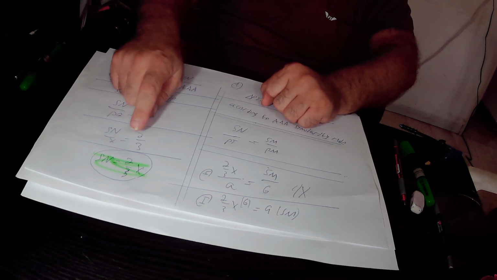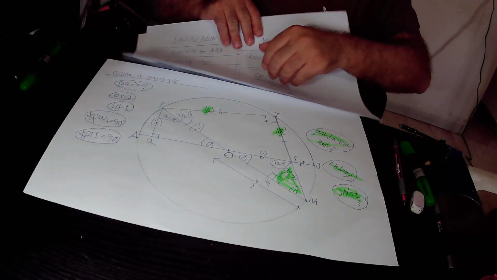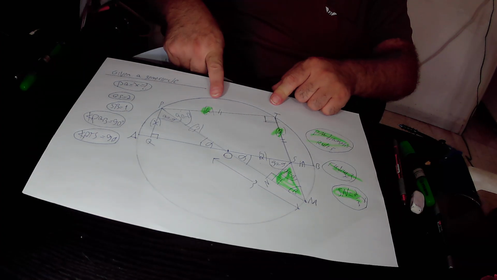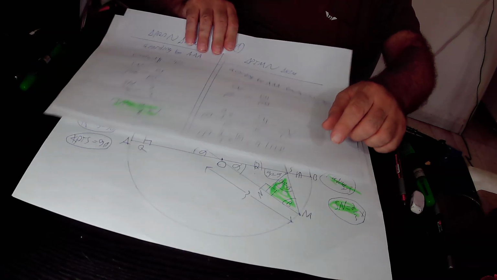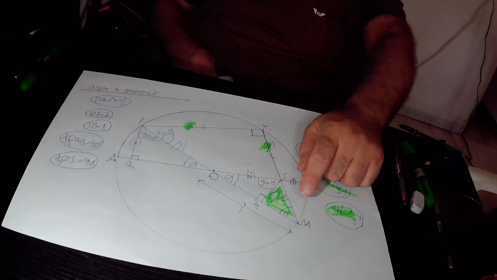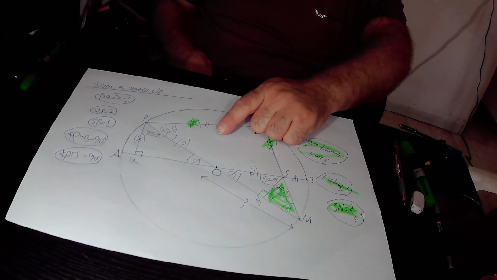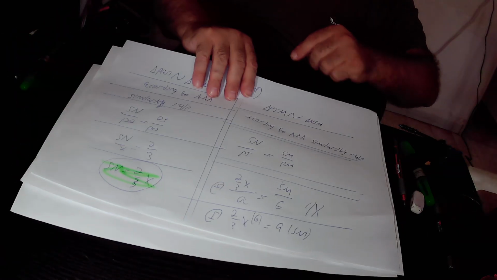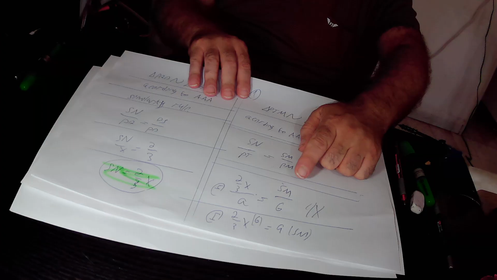SN equals 2/3 x over PT. PT equals A according to our definition. And it is equal to SM. SM is the missing side, so we leave it as it is, over PM. PM is the diameter of the circle, the radius is 3, therefore the diameter is 6. So PM equals 6. So in total, we found out that 2/3 x over A equals SM over 6.